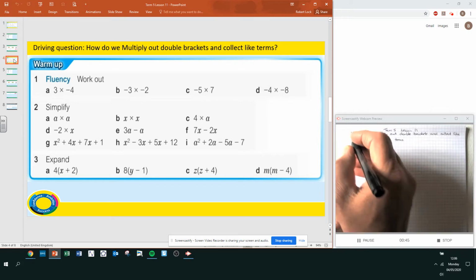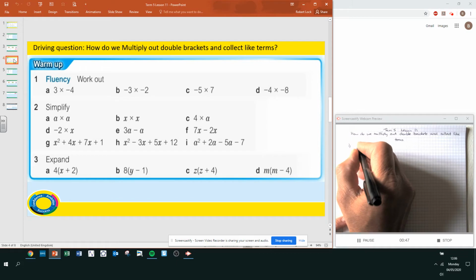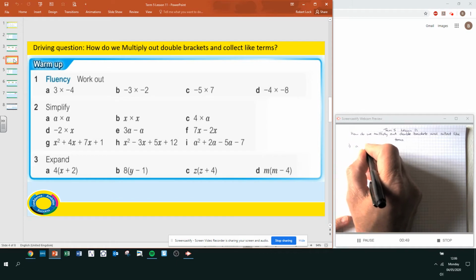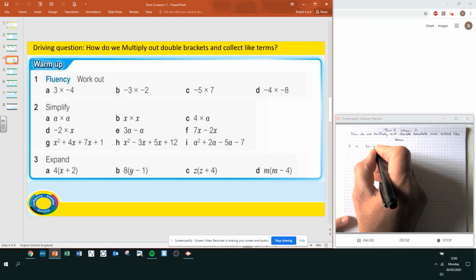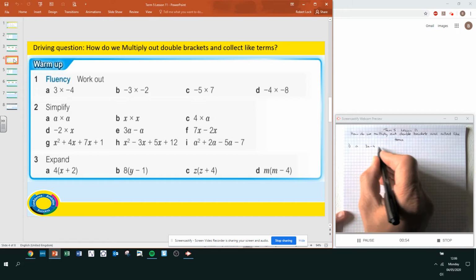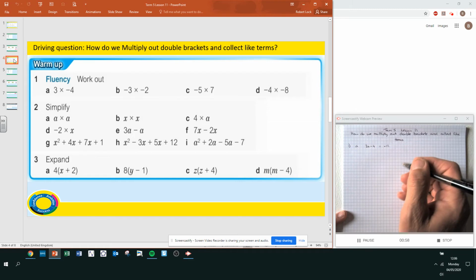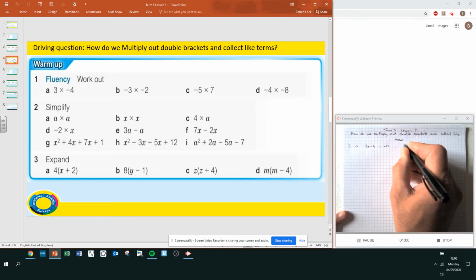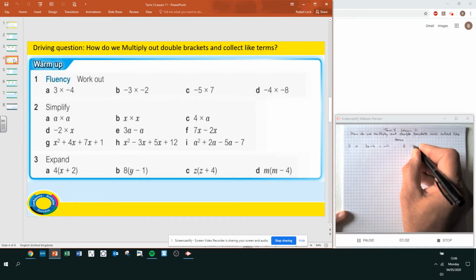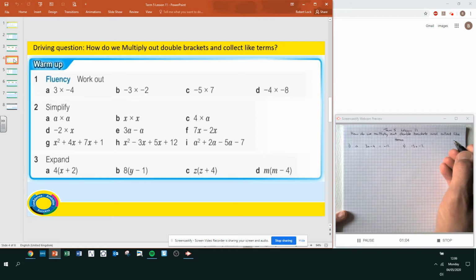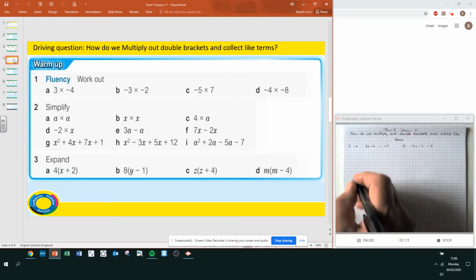Question number 1. 1a. What is 3 lots of minus 4? 3 times 4 is 12. A plus and a minus makes a minus, so the answer is minus 12. B. Minus 3 times minus 2. 3 times 2 is 6. A minus times a minus is a plus, so the answer is just 6.